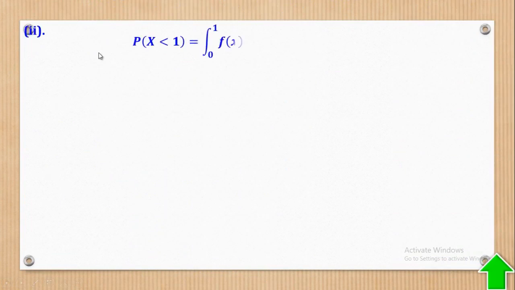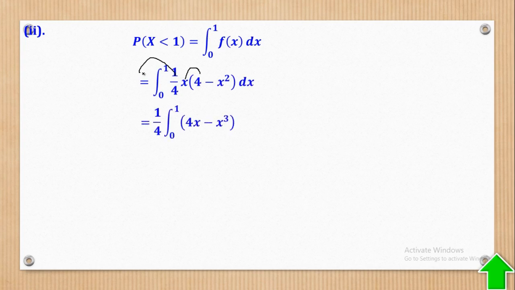Now we shall go to Roman 2, where they wanted the probability of x less than 1, which means that you start from the smallest up to 1. So you are going to integrate the given function f(x) from 0 to 1. I'll come back and write the given function like we did in the previous part. In Roman 1, we first bring this x inside and put this a quarter outside. So that gives us that. Then we integrate as we did in Roman 1, but what has changed are the limits. In Roman 1 it was from 1 to 2, now it's from 0 to 1.